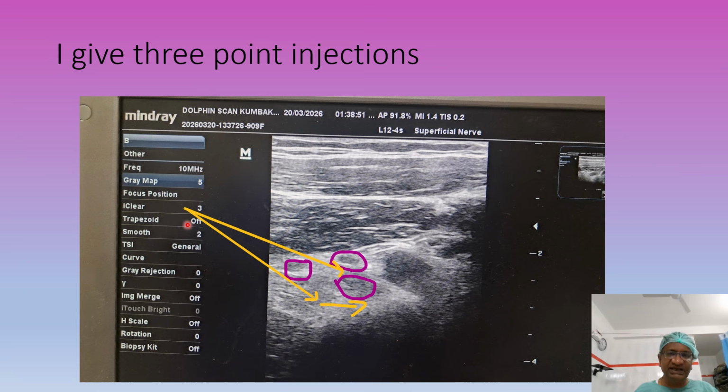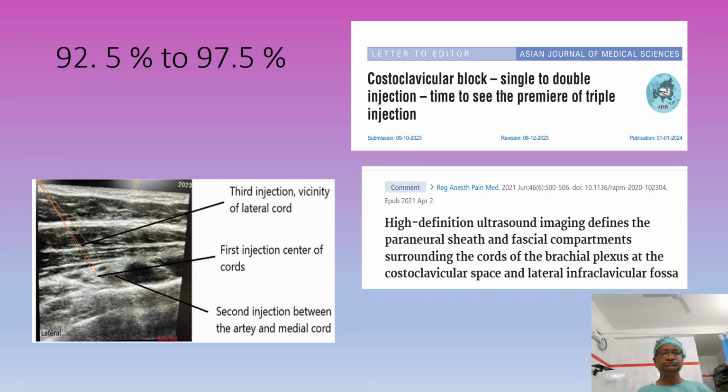I usually give 3-point injections. This is the axillary artery, give here and here and here. So 3-point, make it 20 ml. That is usually sufficient. If you give 2-point, the success rate of injection is 97.5%. Single to double, see the premier.